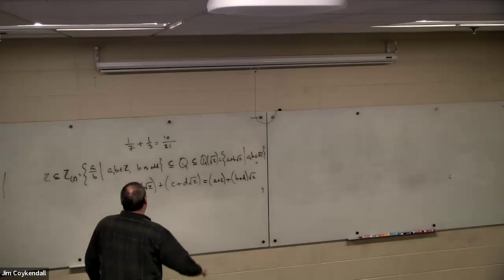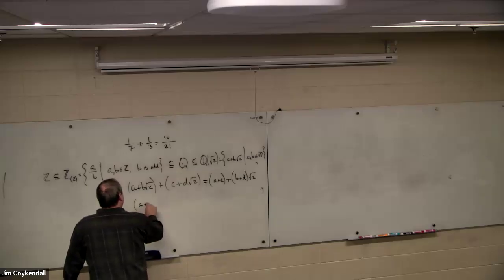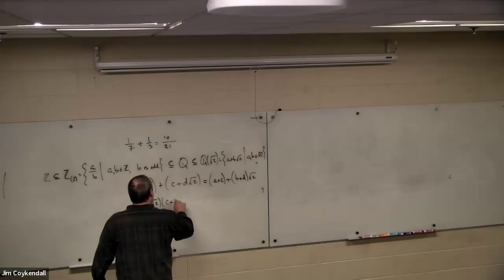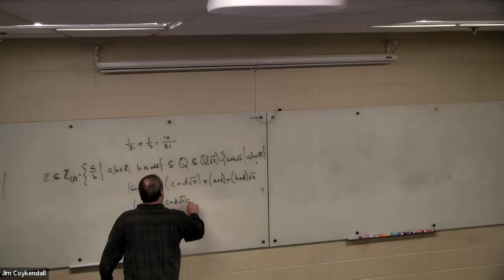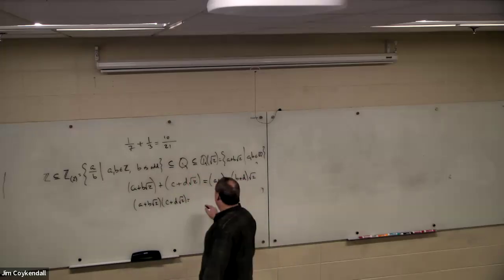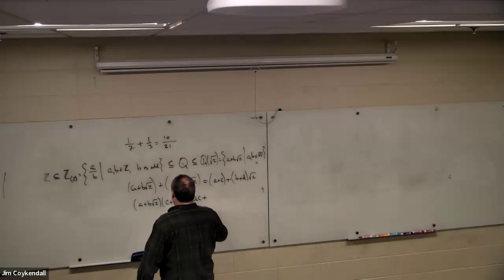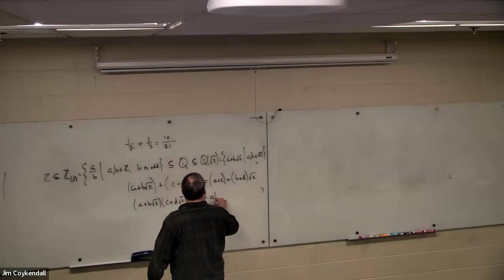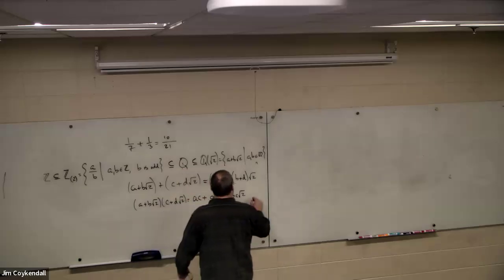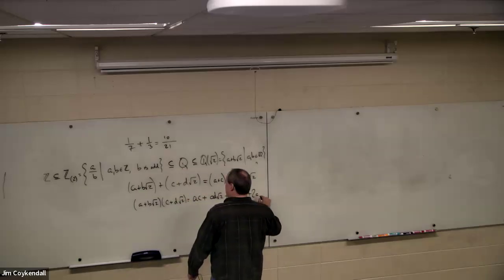And it's also closed under multiplication. You've got to do a little bit of computation here to show it's still closed under multiplication, but it's true. What happens when you multiply this? Well, you get AC plus AD radical two, plus BC radical two. And the last term is 2BD.